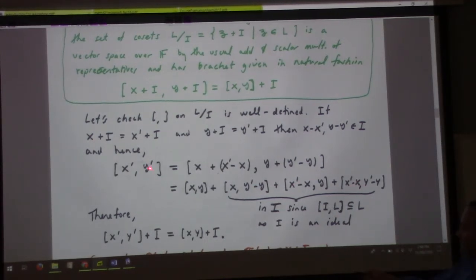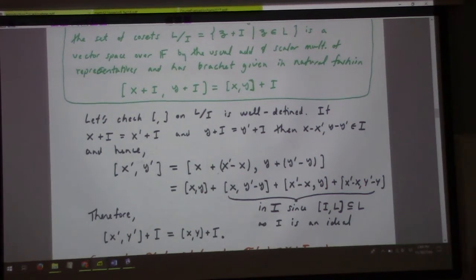All right, so great. So this plus this is equal to this plus something in I. In other words, the difference of that bracket and that bracket is something in I, which is to say that it doesn't matter which representative we use, we get the same Lie bracket. Is this argument new? Not particularly. I mean, the details are a little bit different. We're using bilinearity of the Lie bracket to prove this, right?